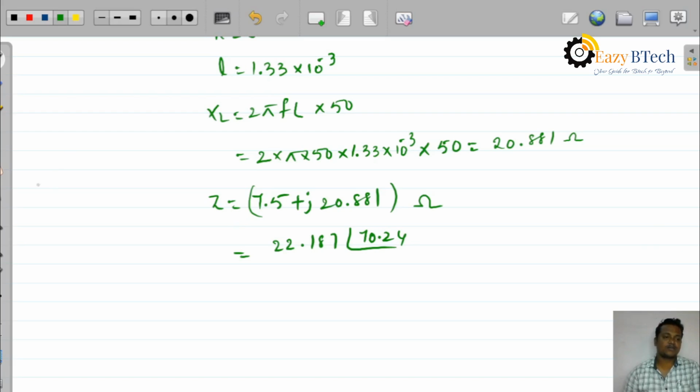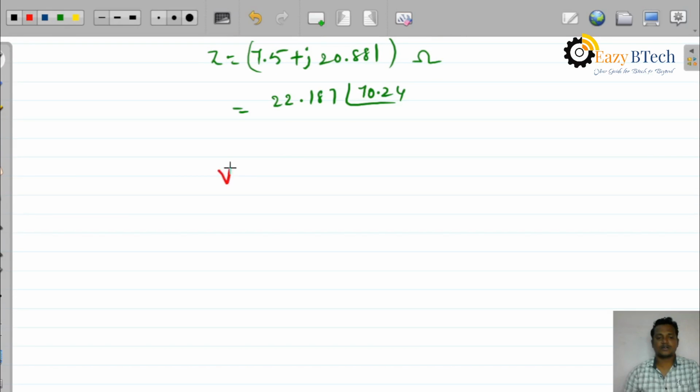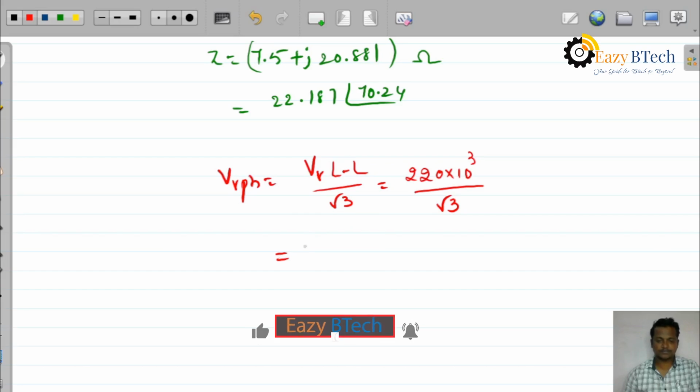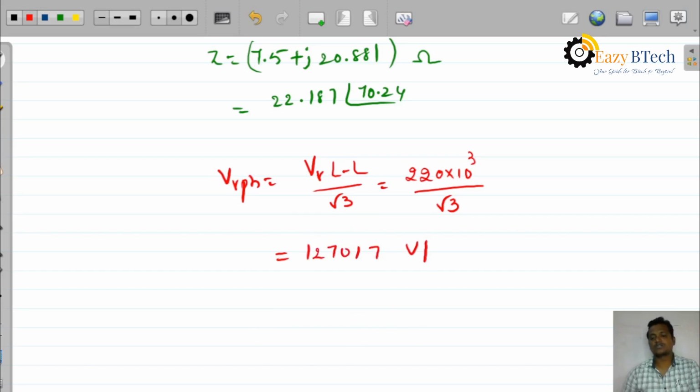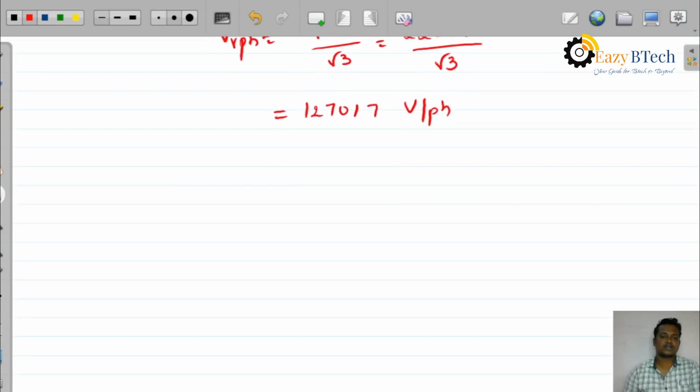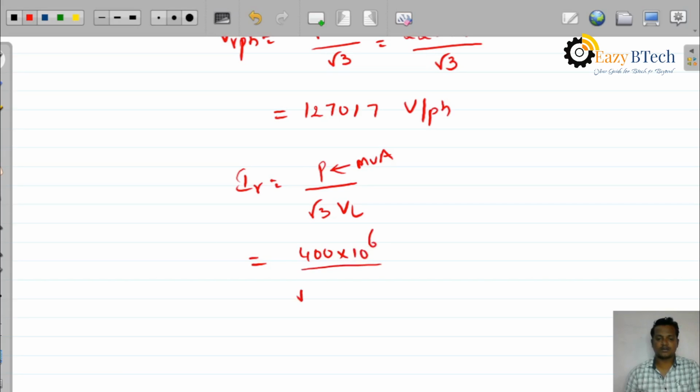Now it is a three-phase system, so we have to calculate the phase voltage. We know the receiving end voltage is line to line divided by root 3. It is 220 into 10 power 3 divided by root 3, which gives V phase as 127017 volts per phase. I also have to calculate the current. Current I equals IR equals S by root 3 VL. It is in MVA, so there is no cos phi in the formula. Therefore, it is 400 into 10 power 6 divided by root 3 into 220 into 10 power 3, to get the receiving end current as 1049.73.